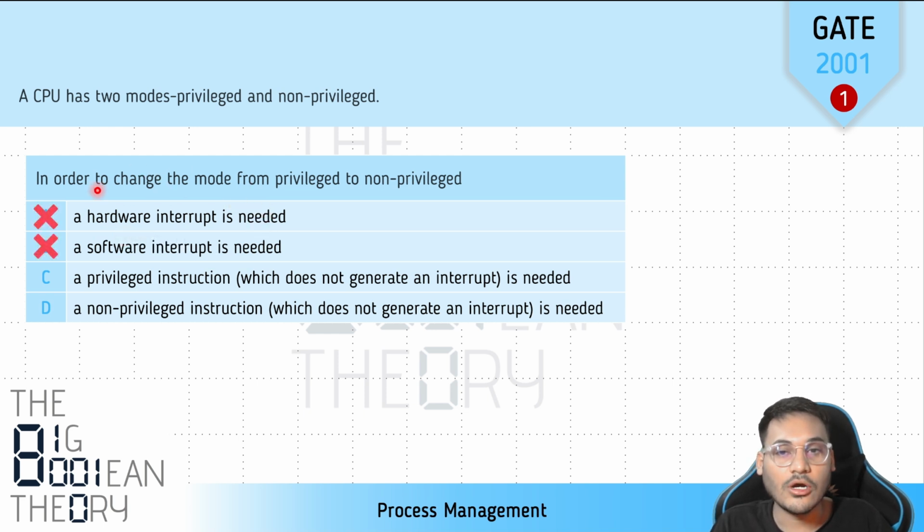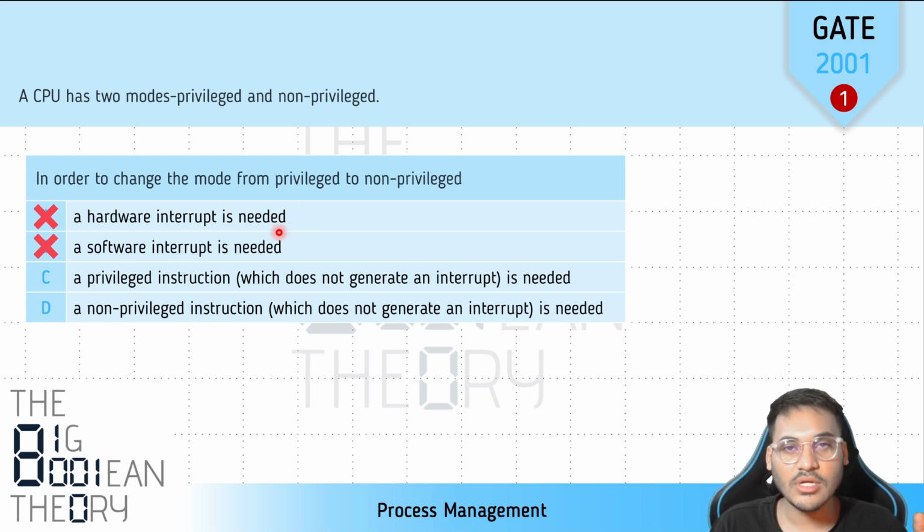So you can see, in order to change the mode from privileged to non-privileged, we do not want to raise the privilege, we want to do the other way around, we want to drop the privilege. So an interrupt won't help because an interrupt would only raise the privilege. So option A and option B are definitely wrong.